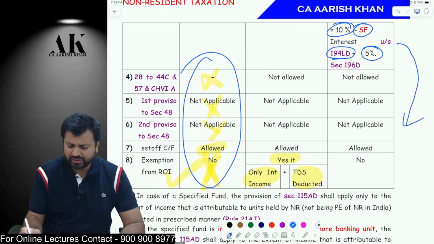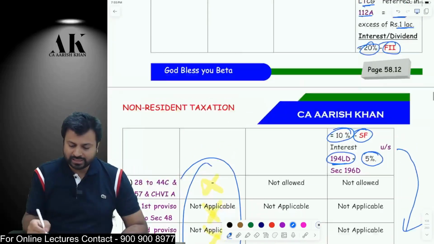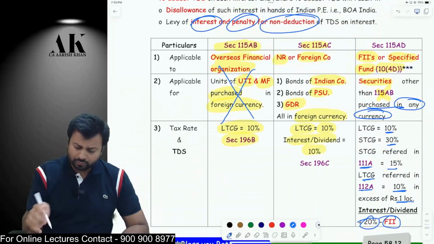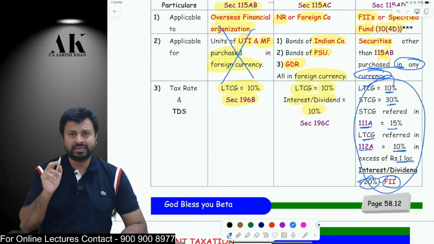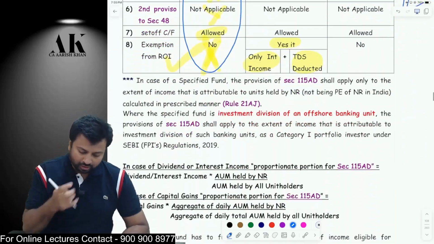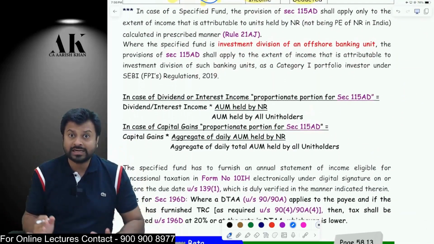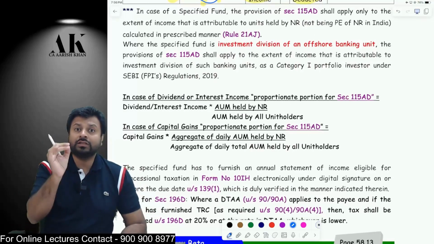That is one more thing which you need to keep in mind over here. And that one more thing is, pay attention please. In this section, that is in 115AD, you want the relaxation of these rates. Yes, I want the relaxation of these rates, and for that purpose, what are you supposed to do? All the unit holders have to be non-resident. If all the unit holders are not non-residents, then you will get relaxation only on the proportionate income.